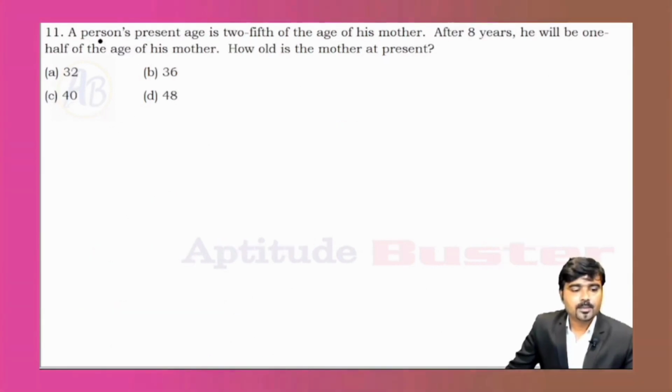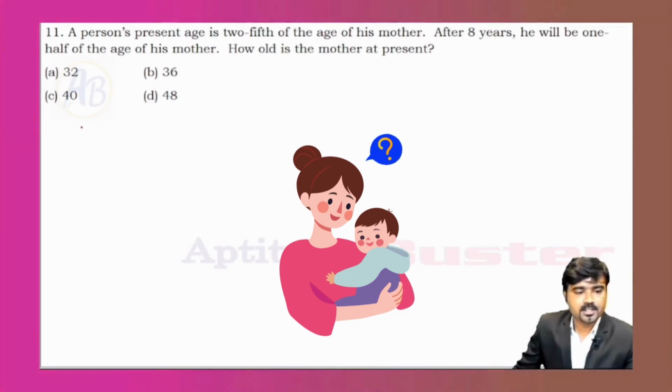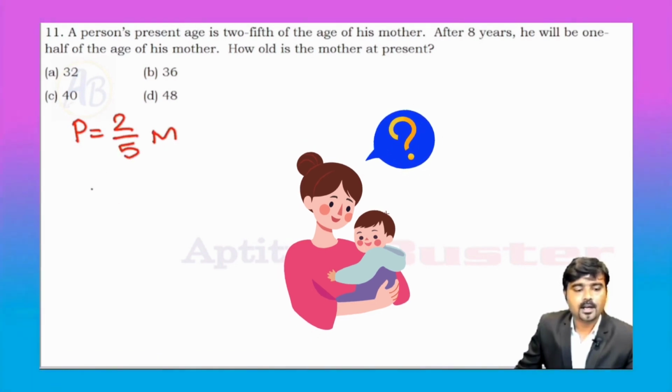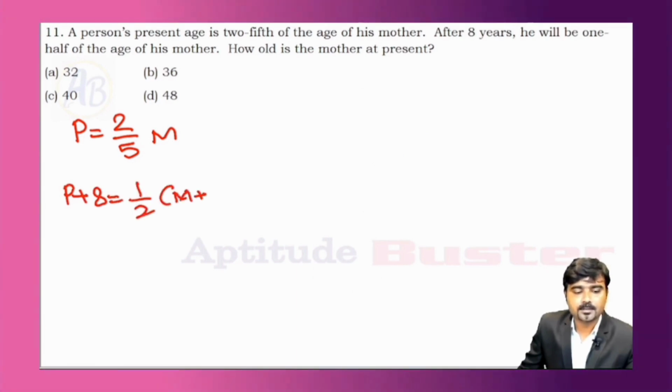Next, a person's present age is 2/5 of the age of his mother. After 8 years, he will be 1/2 of the age of his mother. How old is the mother at present? Here also I am going to explain 2 methods. The first method: person P equal to 2/5 of mother's age, and after 8 years P plus 8 is equal to half of M plus 8.